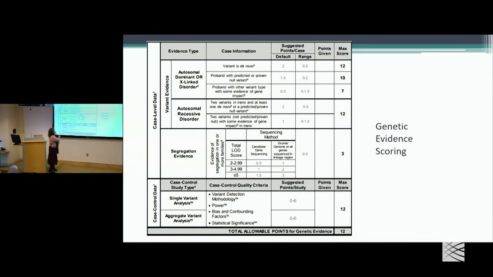We also have scoring for segregation data. If you have a LOD score that's been published between 2 and 3, you get half a point if they only did candidate gene sequencing, whereas they'll get a full point if they sequenced the entire exome or genome and looked at everything. The higher the LOD score, the more points using these two different methods.